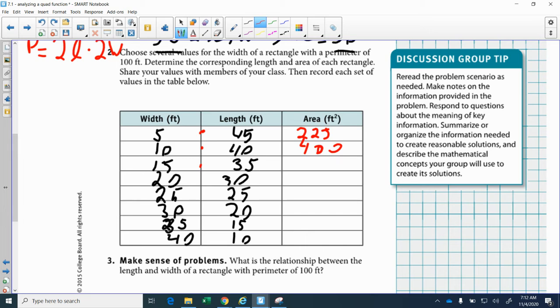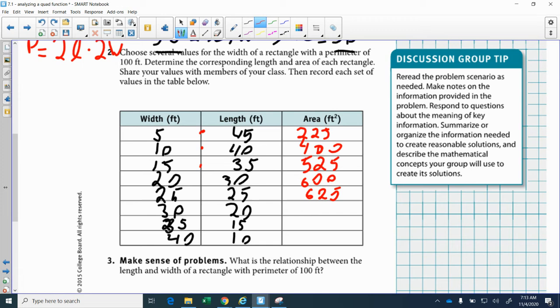15 times 35 is 525. 20 times 30 is 600. 25 times 25 is 625, I believe. Let me double check though. Yep.